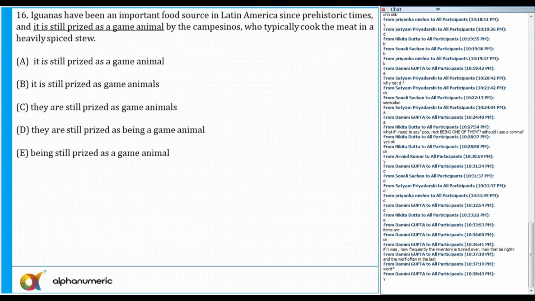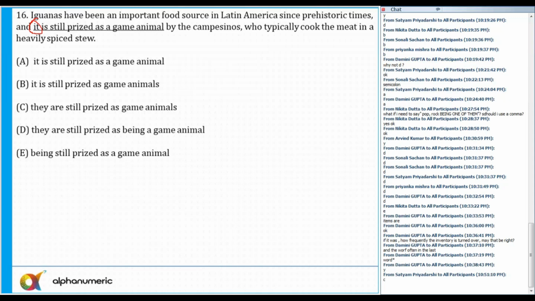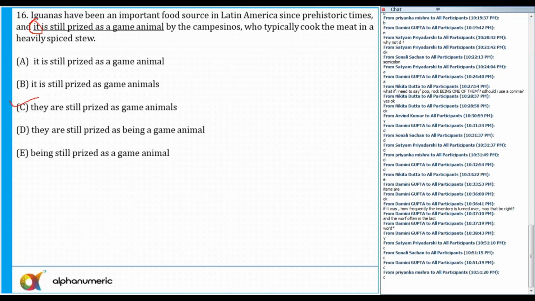Number 16. Iguanas have been an important food source in Latin America since prehistoric times, and it is still prized as a game animal. The question is, because we're talking about iguanas, which is plural, we cannot use singular. Iguanas have to be "they," and they are still prized as game animals. Which means the answer is going to be C. They are still prized as game animals by the campesinos.